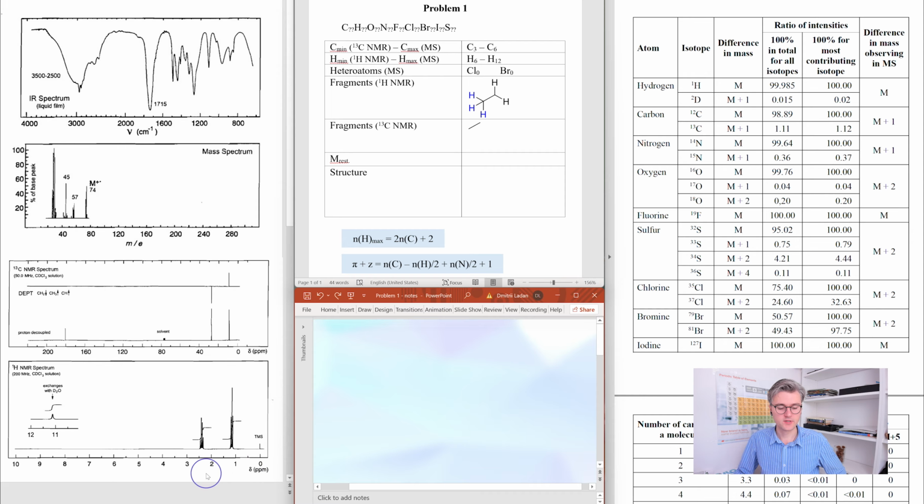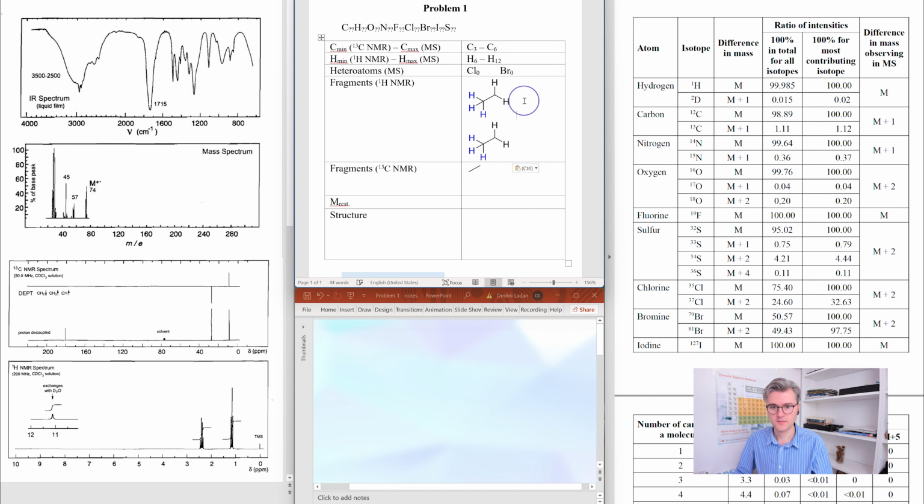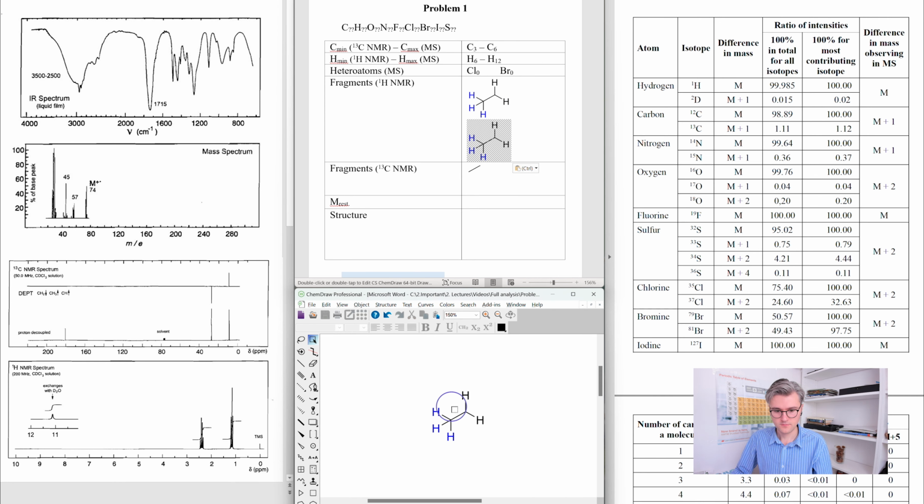Next we have a quartet at around 2.5. A quartet means that we have some protons which split on 3 different protons. We have this situation: protons which give us a quartet, and these protons split on 3 other NMR equivalent protons. We can also draw it this way. So in our case, we have actually the opposite situation compared to the other one.